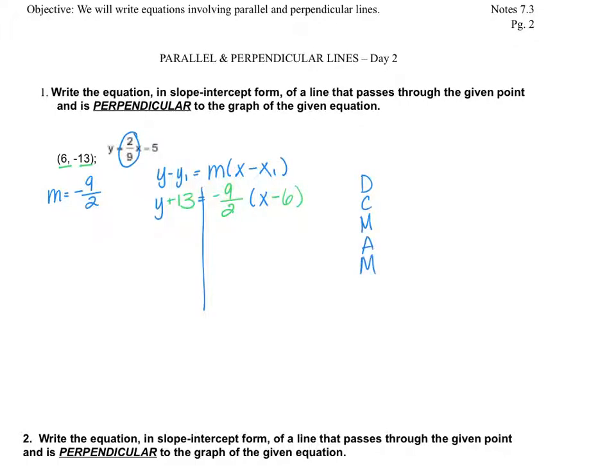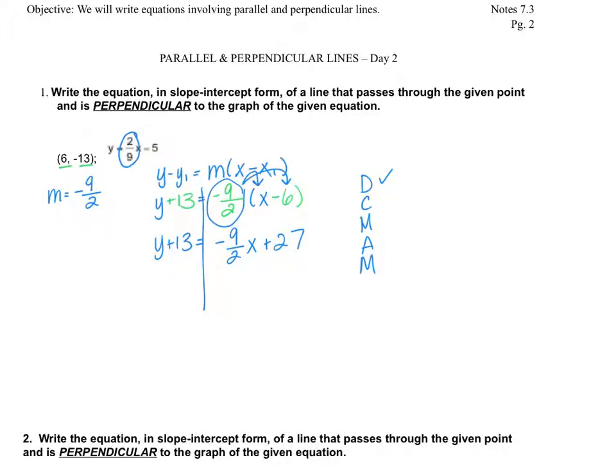First step, do I need to distribute? Yes, I do. I have parentheses, so I need to do negative 9 over 2 times x. That gives me negative 9 over 2x. Negative 9 over 2 times negative 6 gives me positive 27. And we're going to bring everything else down.